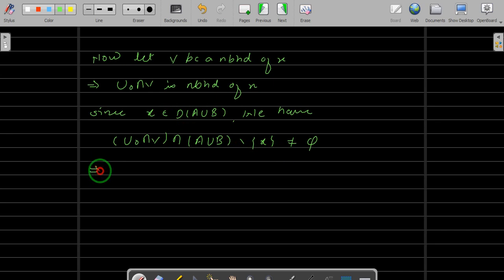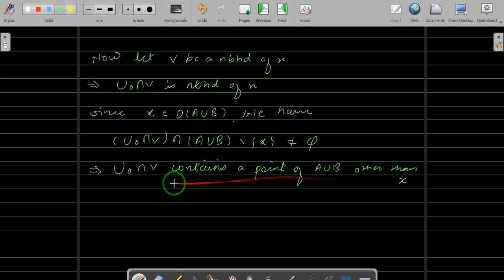Okay, what does this mean? This implies, no, this is not u naught intersection A, we will rectify if required, not E, it should be V. U naught intersection V contains a point of A union B other than x, by the definition of a limit point, because when you remove this x, still the intersection is non-empty.